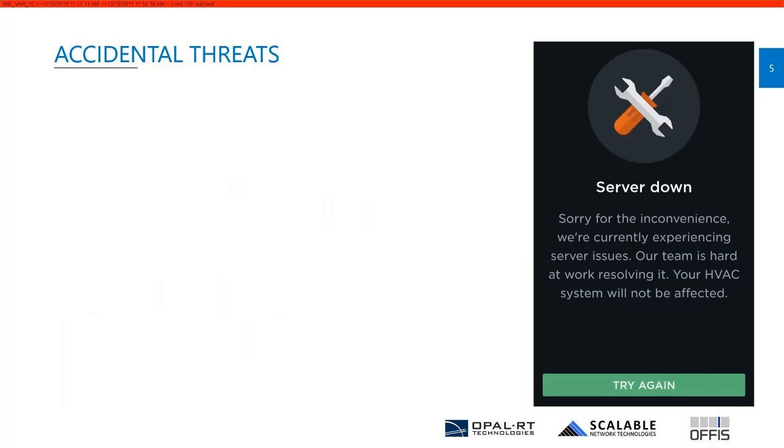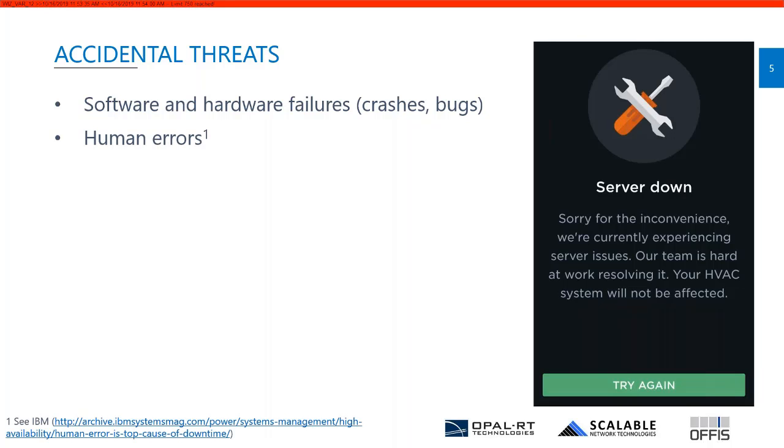When we're looking at accidental threats, we're looking at software and hardware failures, so crashes, bugs, things that will happen with the communication equipment that are not necessarily related to cyber attacks. There can be also human errors. Based on IBM research, there are a lot of sources to this, and they are the main source of communication network downtime.